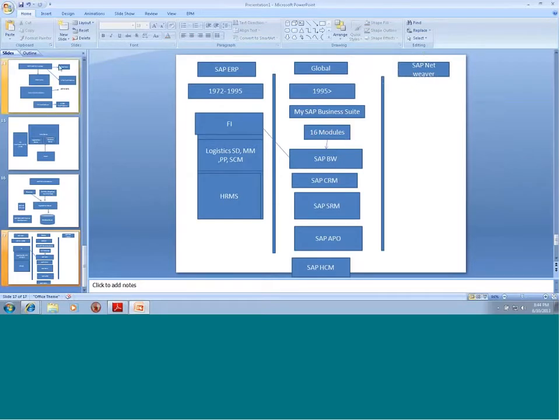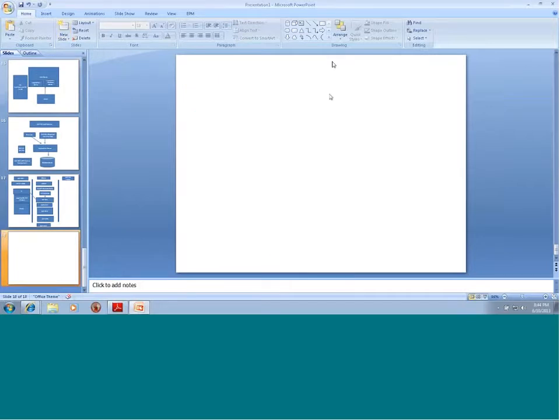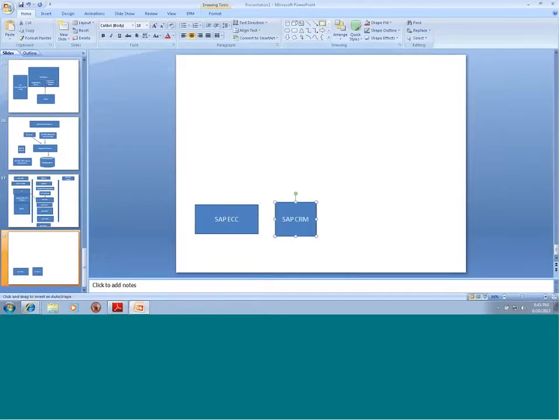Let me quickly go into another slide and explain how NetWeaver functions. Or even before that, let me talk about how the SAP Business Suite applications used to function. Let's say my organization had SAP ECC, SAP CRM, SAP BW, and SAP APO. These are the different SAP modules that the organization had.